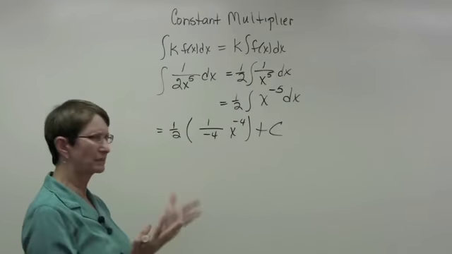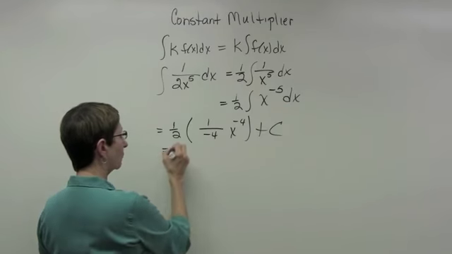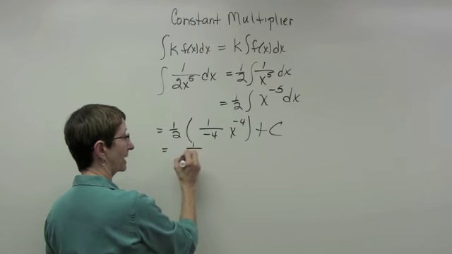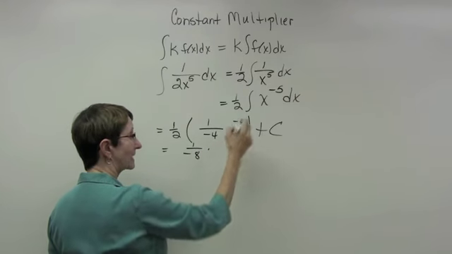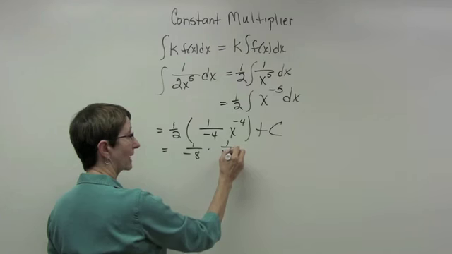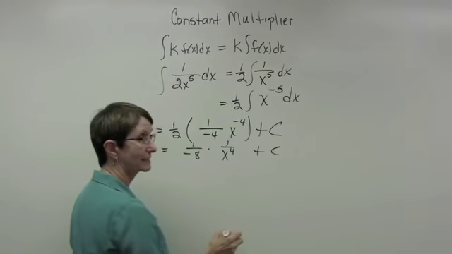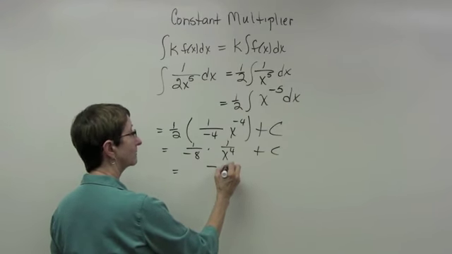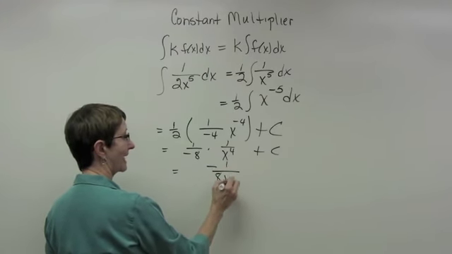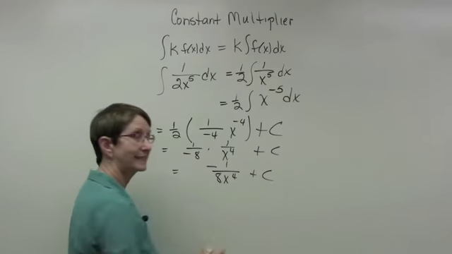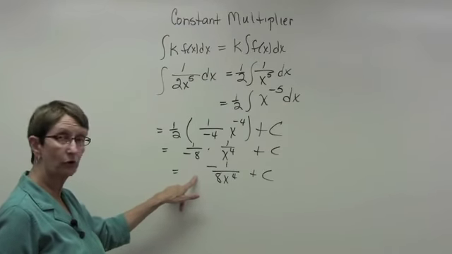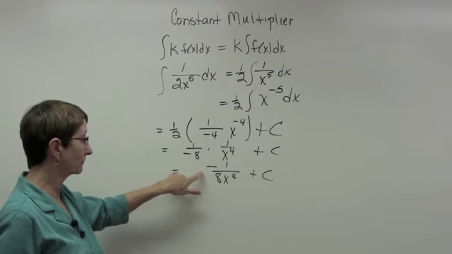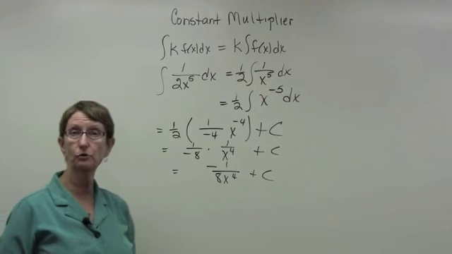So here again, we've got some simplifying we need to do. 1/2 times negative 1 over negative 4 would be 1 over negative 8. This x to the negative 4 is 1 over x to the 4th plus c. So if we put all this together, we'd write it as negative 1 over 8x to the 4th plus c. The negative is often just written in front, or it could be written on top or on the bottom. But typically, in front or in the numerator is the way you'll see the answers written the most.